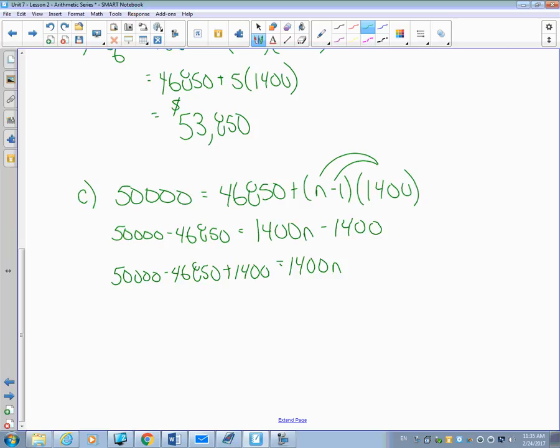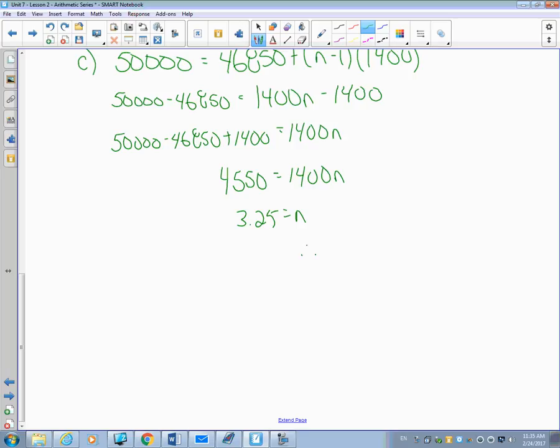If we collect all those terms, we get 4,550 and 1,400n. So n is 3.25, which is between terms. It's between the 3rd and 4th terms. So when does she actually exceed 50,000? It should be in the 4th year. At the 3rd year, she hasn't quite got there yet. Assuming we can only get raises at the beginning of each year, which makes sense in terms of our sequence issue, we'd have to say in the 4th year, we'd have to round up, even though it's a small decimal.